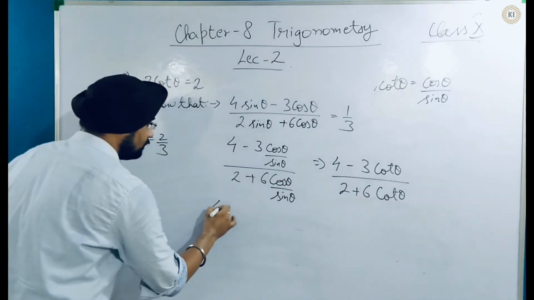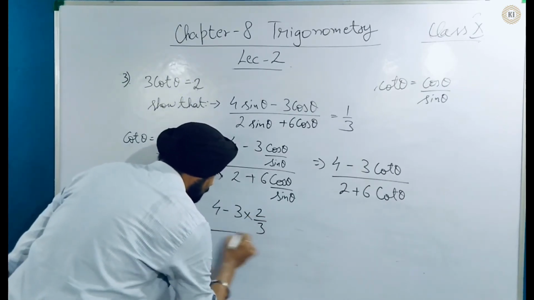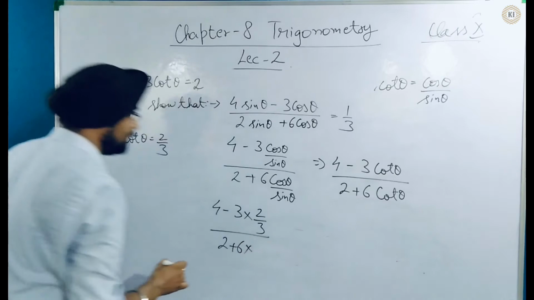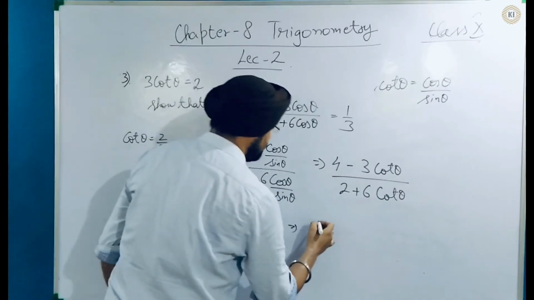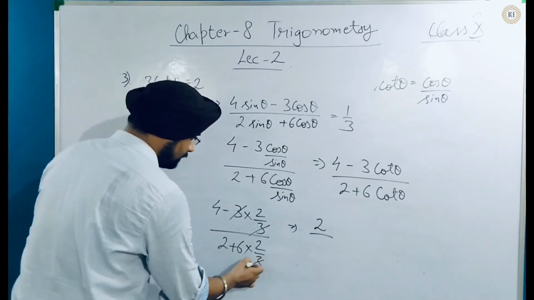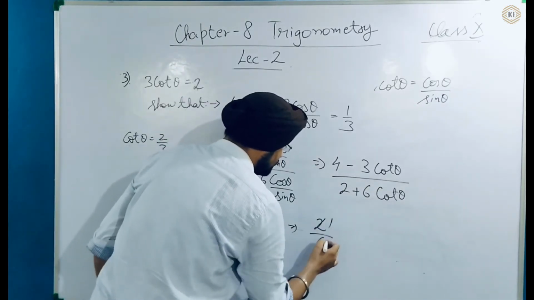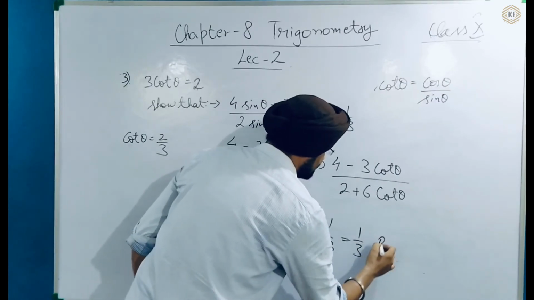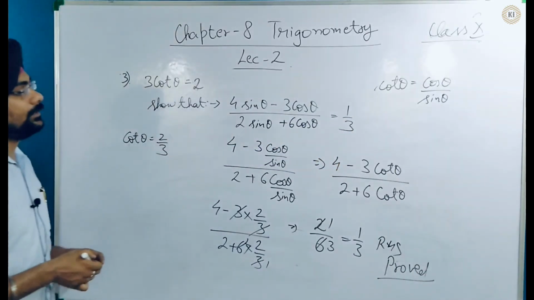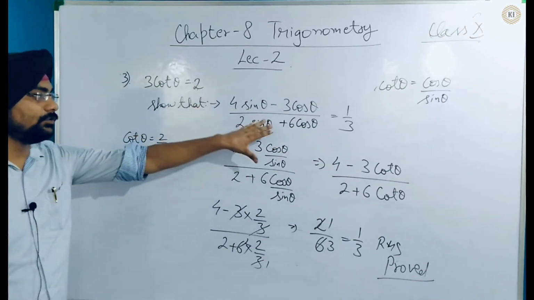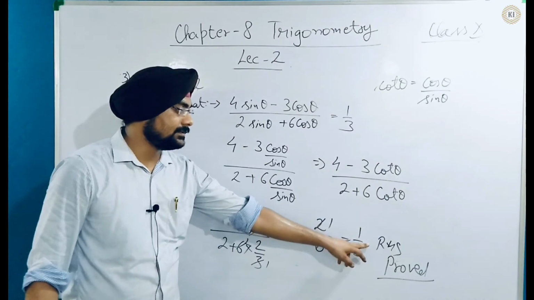Now from here, 4 minus 3 into the value of cot theta, which is 2 by 3, upon 2 plus 6 into cot theta, which is 2 by 3. The 3 cancels, 4 minus 2 will be 2, and in the denominator 2 plus 4 will be 6. So 2 upon 6 is 1 by 3, which is equal to RHS. Proved. So we have got the result after solution, that is equal to 1 by 3, equal to RHS.